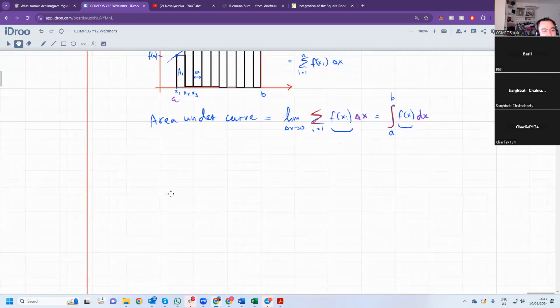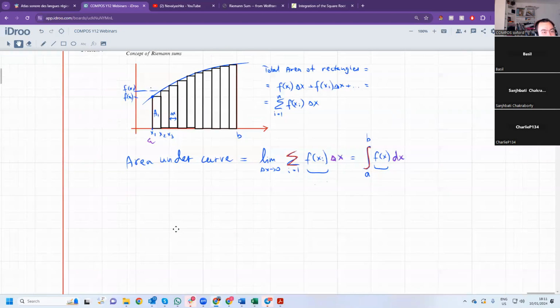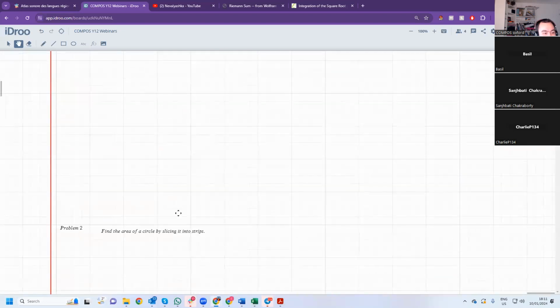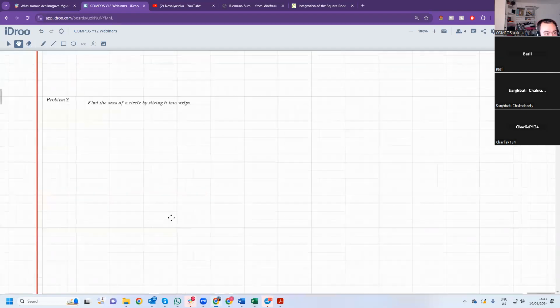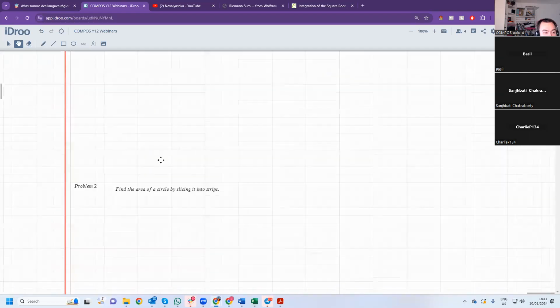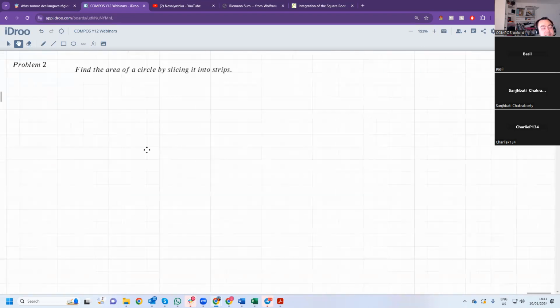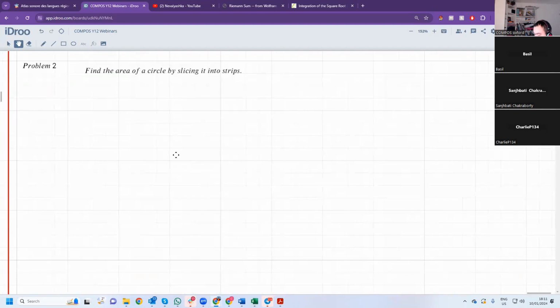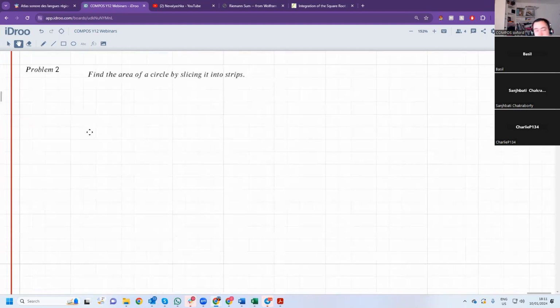I'm trying to do the concept, and let's do something very familiar to you, but let's do it using Riemann sums. So I just want to show you how to use the Riemann sums. Find the area of a circle by slicing it into strips.